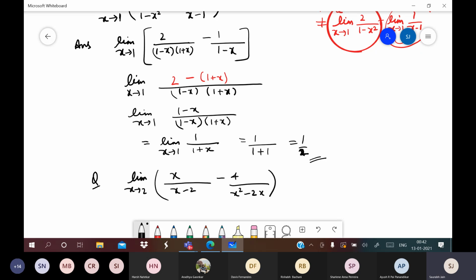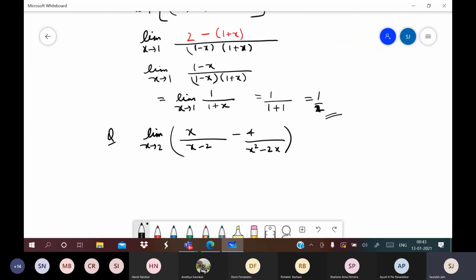So 2. Is it 2? Let me check the answer. Wait a minute. 17. Just check the calculation once again. So 2. Is it 2? Answer is not 2 here. Wait a minute. 42. Yeah, it's 2. It's correct. Okay, I was looking at some other answer. Fine.